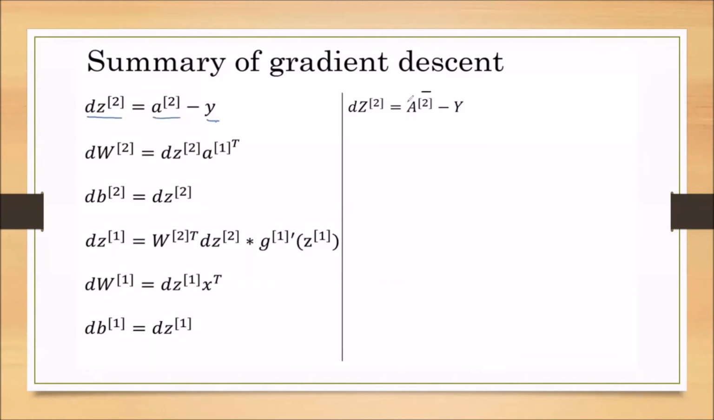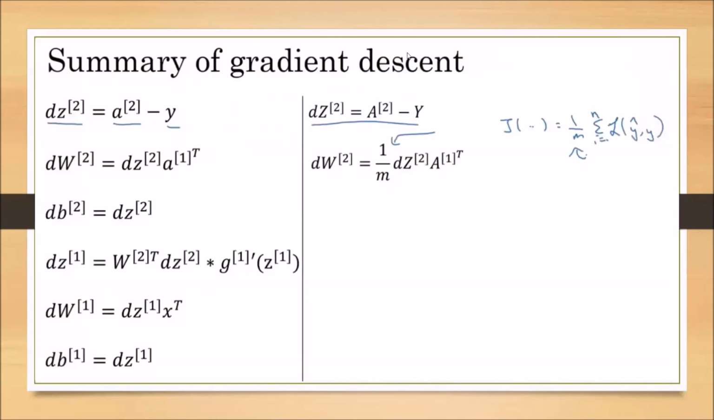Similarly, this is also a matrix which consists of the predicted outputs for M training samples. Already we know Y. Y is a matrix which consists of the real outputs, the original outputs. This is the vectorized DZ2. By using this vectorized DZ2, we are calculating DW2. So this DW2 is equal to DZ2, which is a matrix, times A1 transpose. A1 is again a matrix.